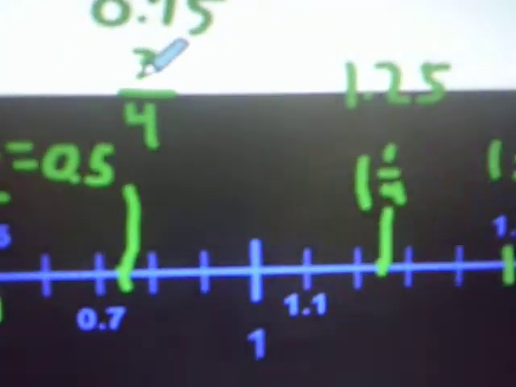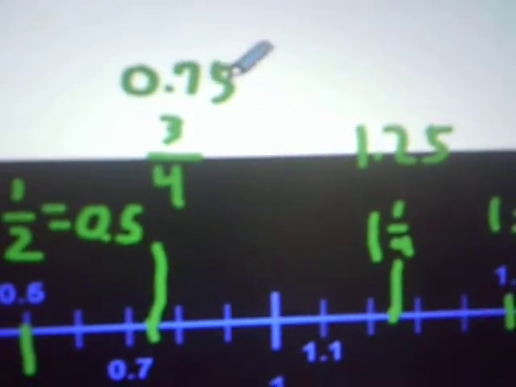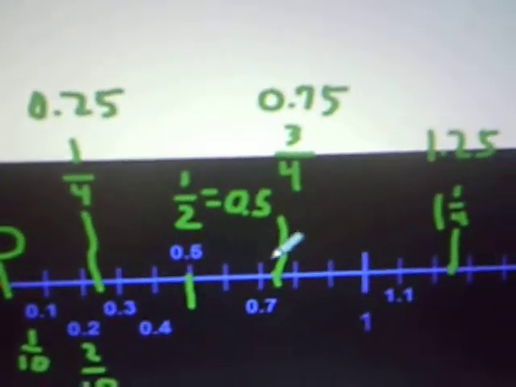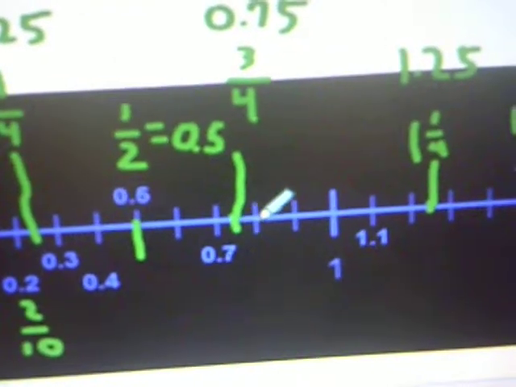If you're doing 3/4, you can turn it into a decimal and get 0.75. That means 7/10 and a little more. So 0 wholes, count 7/10, 0.7, and put it right in between the 0.7 and the 0.8.